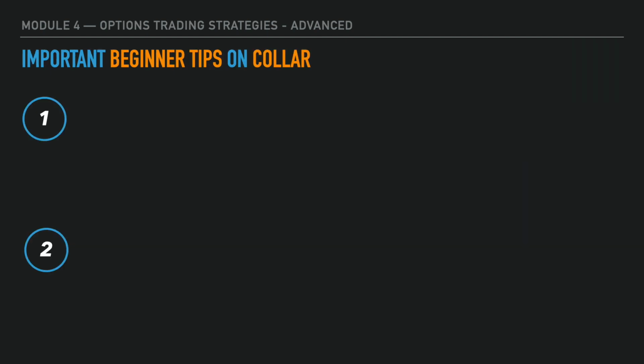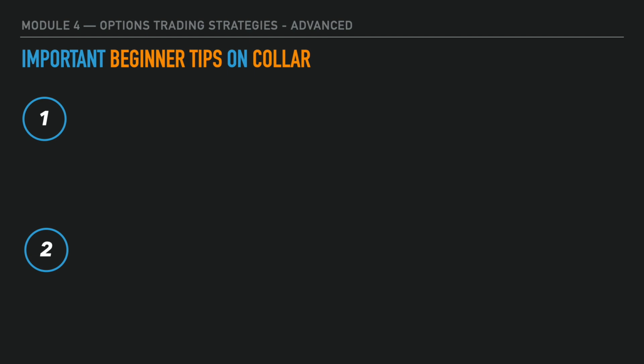Cool, before we wrap it up, there are two very important tips on collars that every beginner should know before you use this strategy. First, you probably wonder, there are so many other hedging strategies that I can use with options. Why do we need a collar to limit both directions of our position? Well, the answer is something called performance chasing.